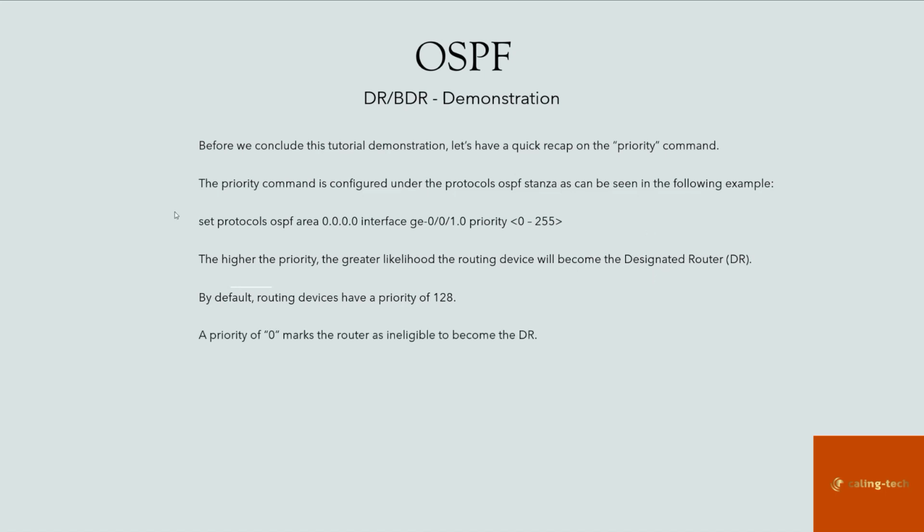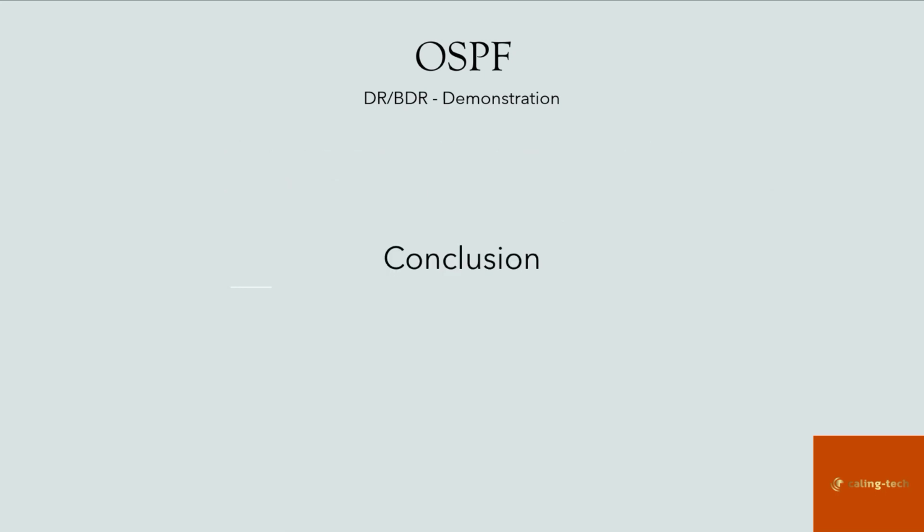A priority of 0 marks the router as ineligible to become the DR. In other words, it cannot become the DR. And a priority of 1 means the router has the least chance of becoming the DR. So that concludes this DR BDR demonstration.